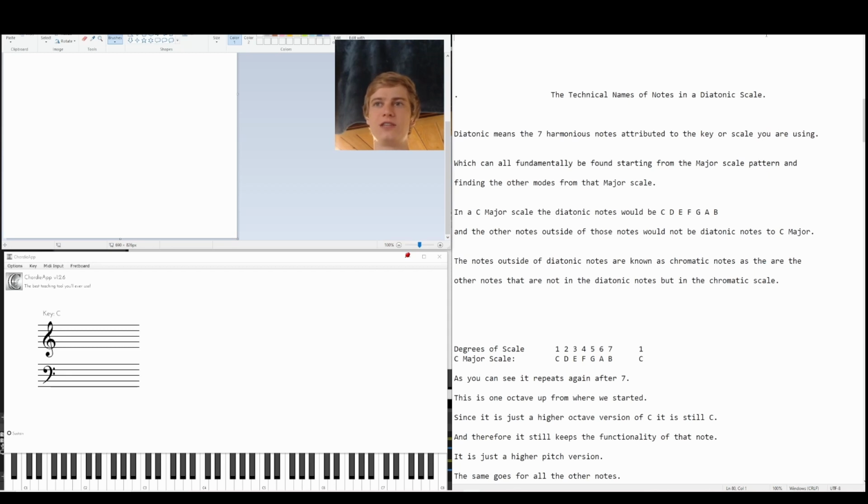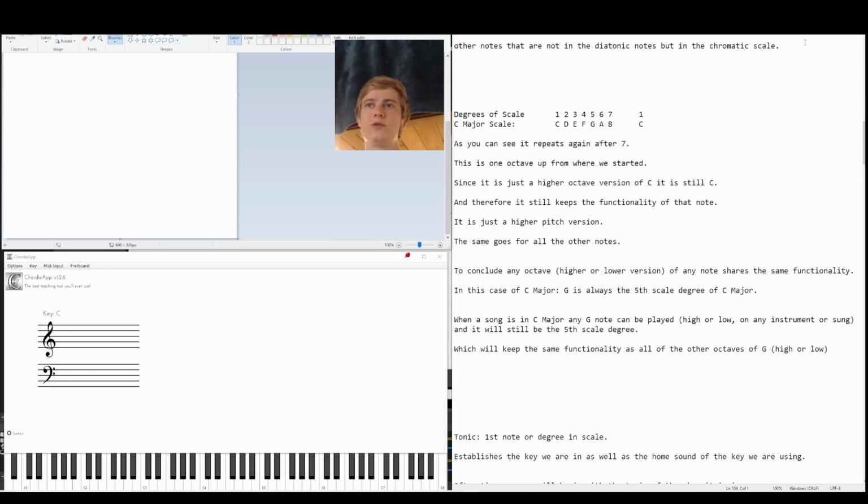So we just looked at the C major scale. The diatonic notes would be the notes in the C major scale. So they'd be C, D, E, F, G, A, B. The other notes outside of those notes would not be diatonic notes to C major. So when we're looking at C sharp and D sharp and any of the notes that have sharps, because remember C major doesn't have any of those, they are not going to be diatonic notes. So the notes outside of the diatonic notes are known as the chromatic notes, as they are the other notes that are not in the diatonic notes but are in the chromatic scale.